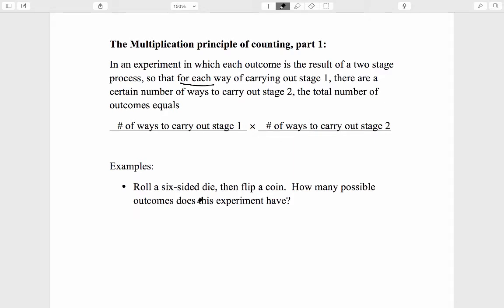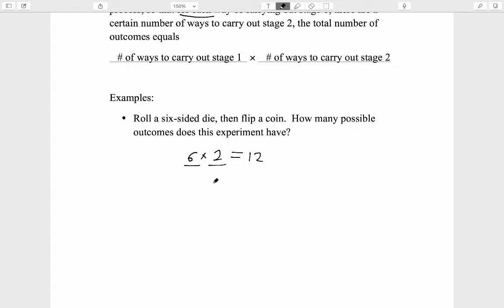Roll a six-sided die, then flip a coin. That's our experiment. How many possible outcomes does this experiment have? The multiplication principle of counting says there's a slot for stage 1 with 6 possibilities in it, and there's a slot for stage 2 with 2 possibilities in it because we're flipping a coin. We multiply these to find that there are 12 different ways this experiment can turn out. There are 12 different possible outcomes. Why multiplication rather than addition?